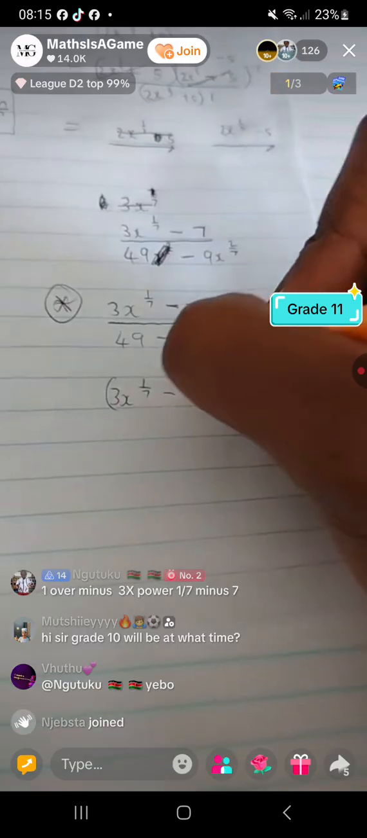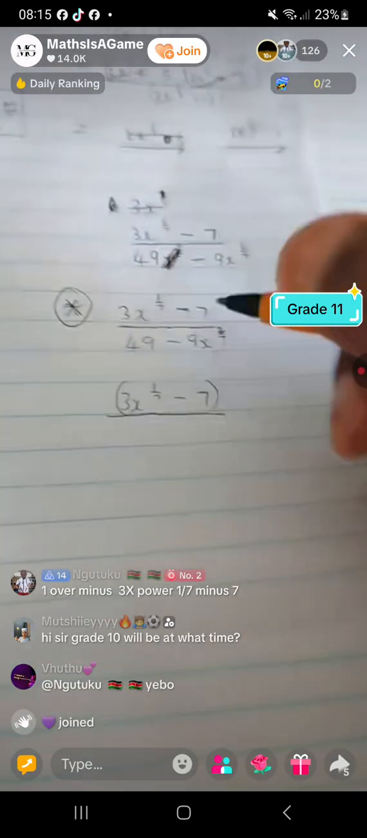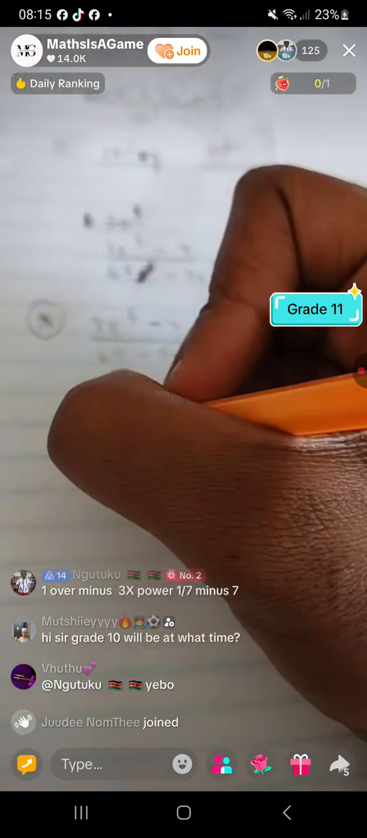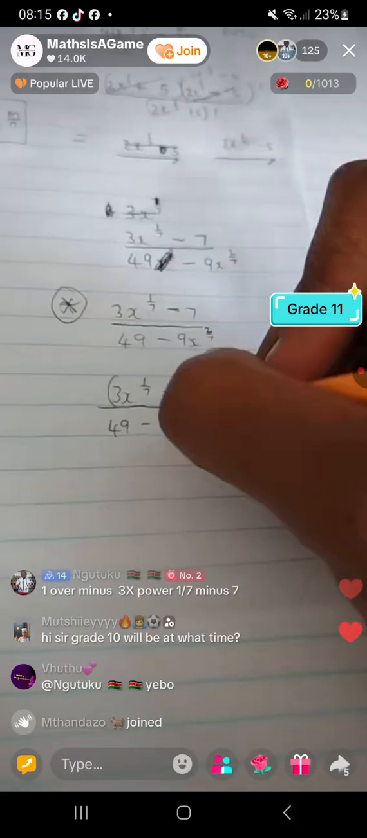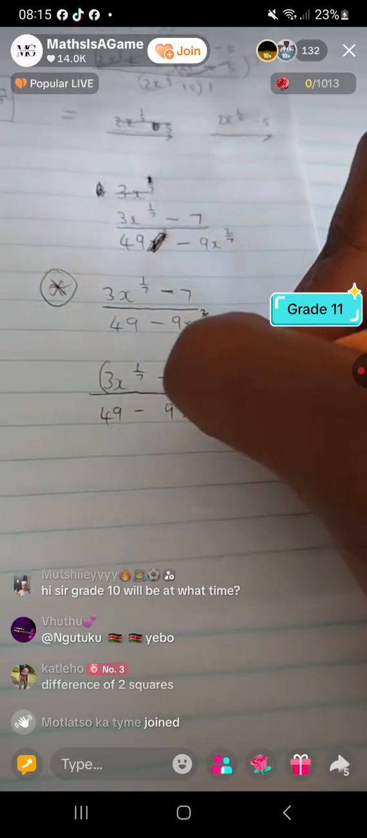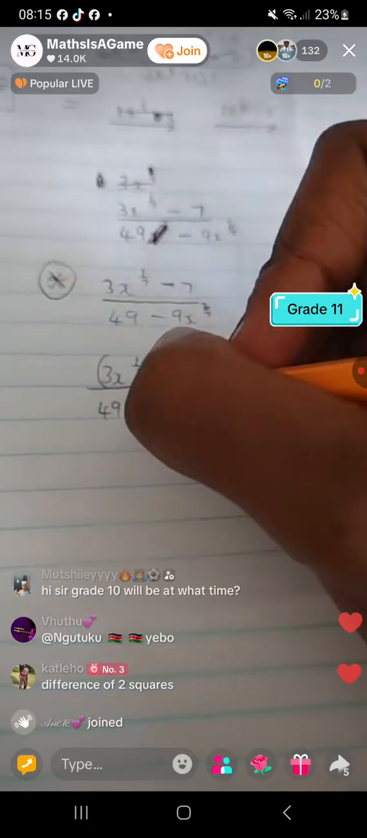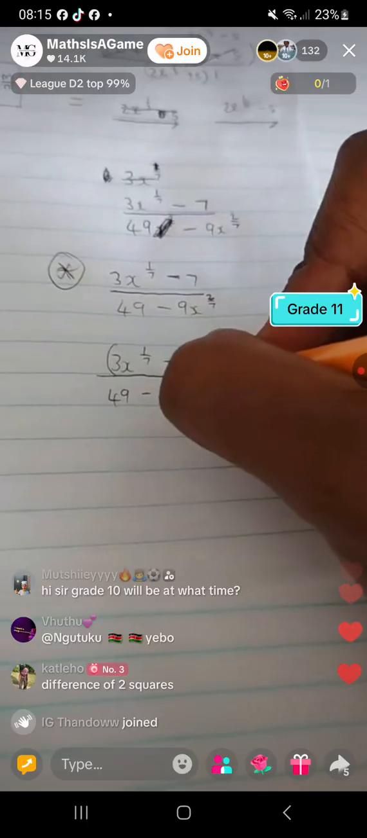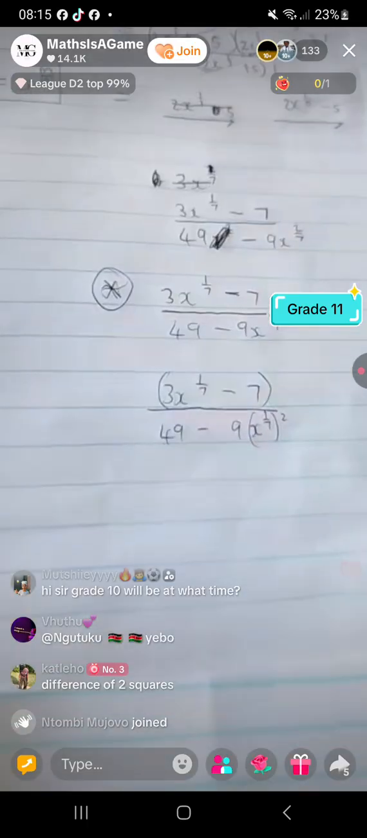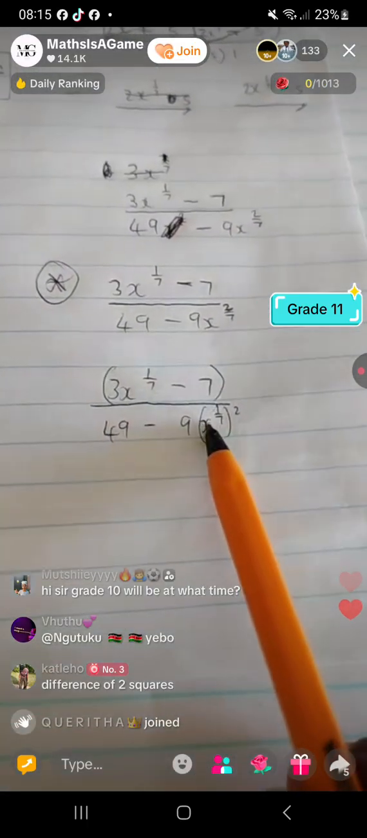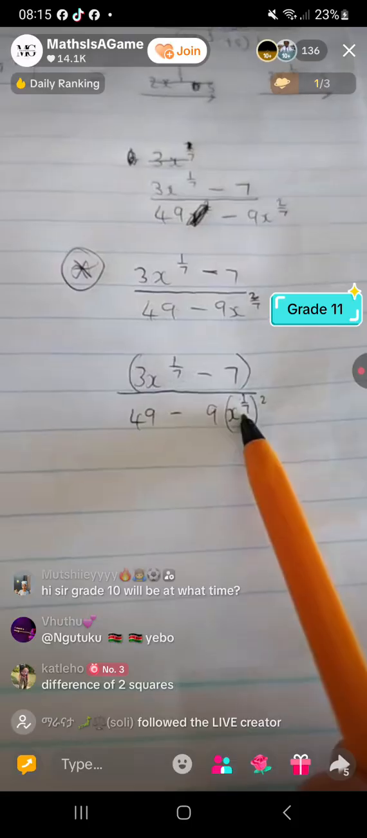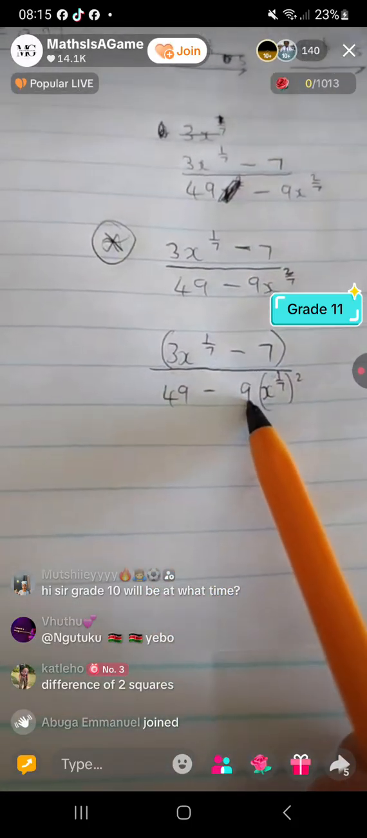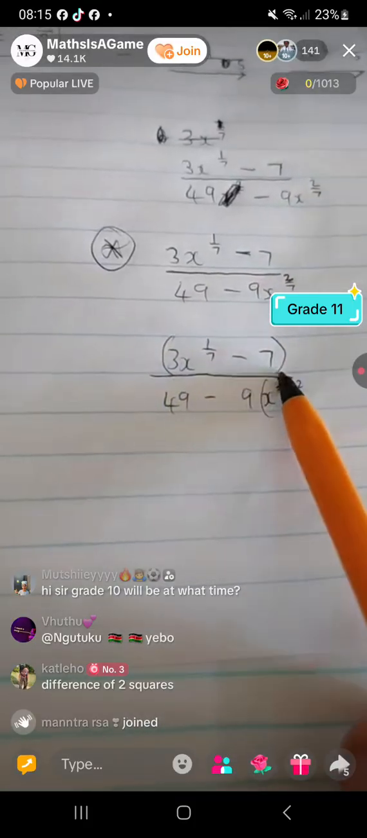Okay, but for now, we'll put this in brackets. Go down to the denominator, 49 minus 9x to the power 2 over 7. So we have 49 minus 9, now the x. Okay, that's a perfect square, so we have a difference of 2 perfect squares. x to the power 1 over 7 times 2 gives me this, so there's 2 of them. So really this is a perfect square. 49 is a perfect square. This is 9, this is 1, x to the power 1 over 7.